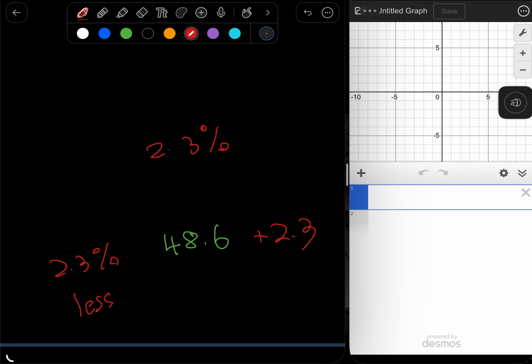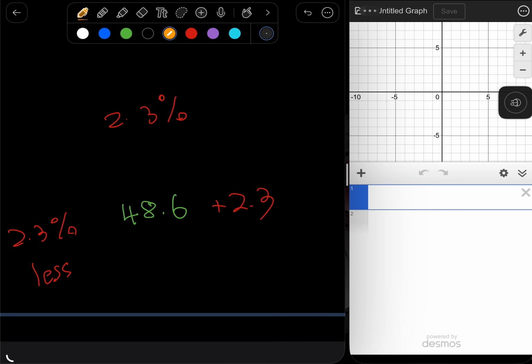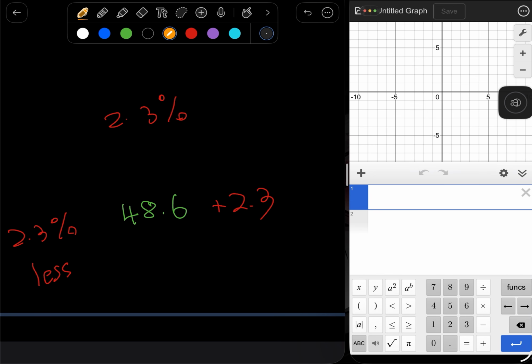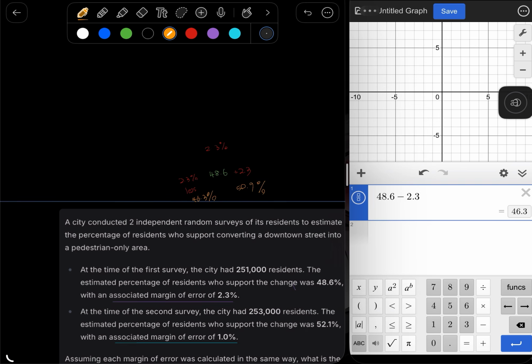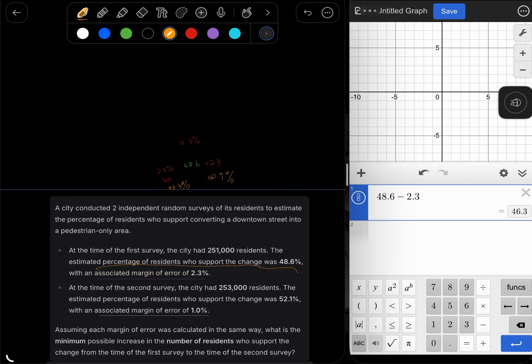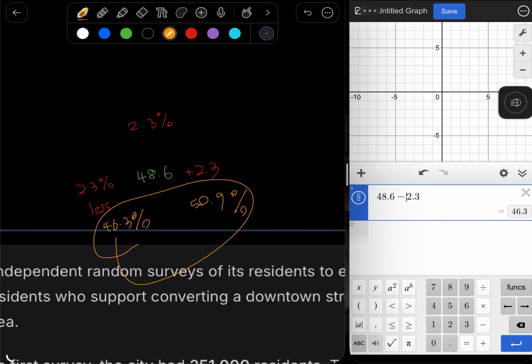So in this case, let's just solve it, because we probably will need to at some point in this problem. If you do 48.6 plus 2.3, you get 50.9. And of course, if you subtract 2.3, you get 46.3. So the interval is between those two numbers. The actual percentage of residents who support the change could be between those two numbers.